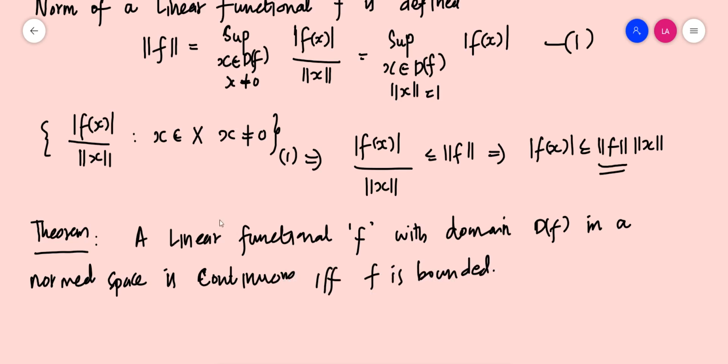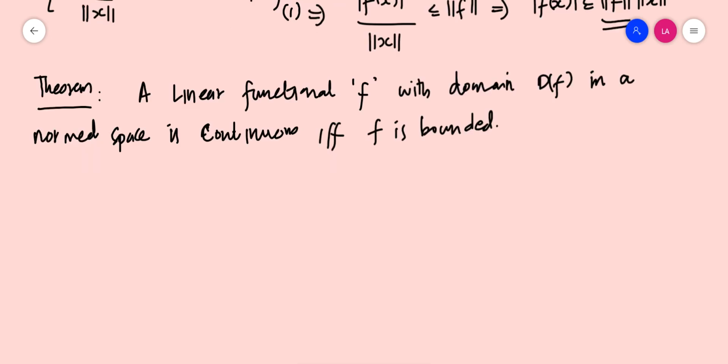The proof is actually the same proof as in the linear operator case, because every linear functional is a linear operator. So we have proved this result in the case of linear operator. So the same proof can be adjusted to prove this as well. This is actually a particular case of the same result which we have proved in the case of linear operator. Now let's move on to some examples.